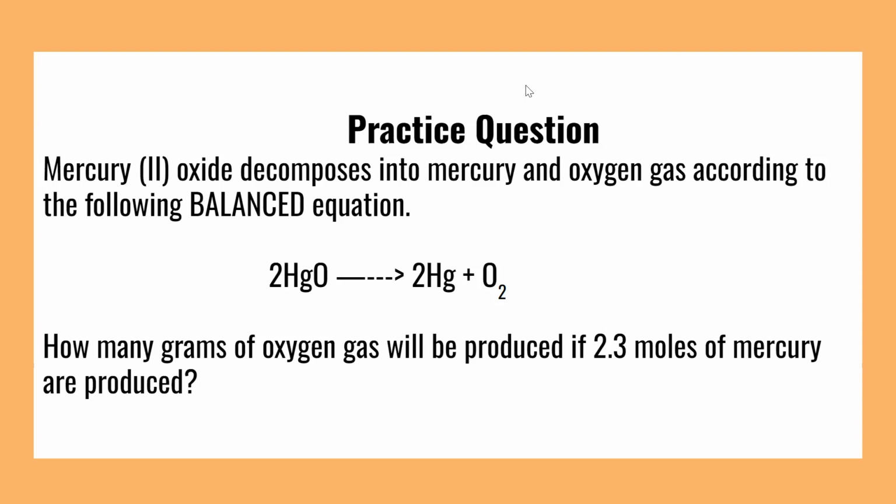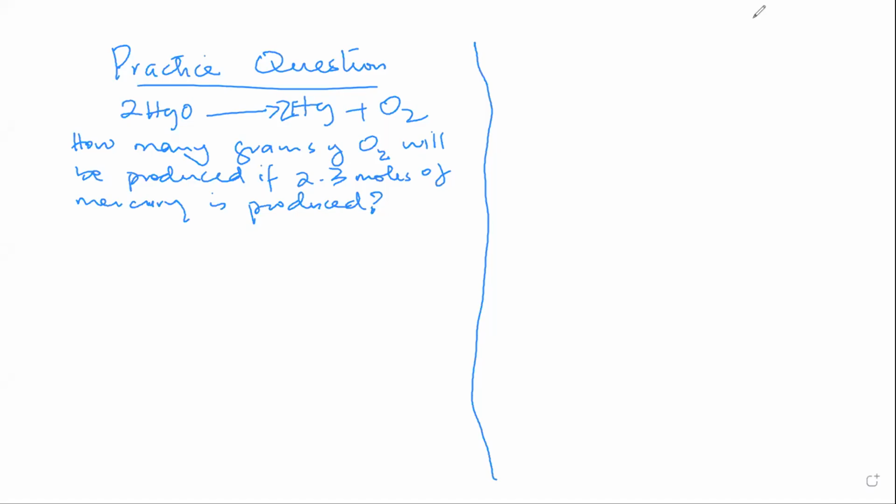Pause the video and grab your stoichiometry steps and do this. So let's look at this together. Hopefully you got it right. We underline, we circle. So now we're starting with 2.3 moles of mercury going to grams of oxygen. Obviously, we're going from one substance to a different substance, which is a stoichiometry problem.